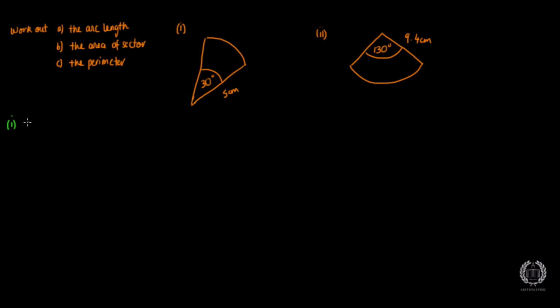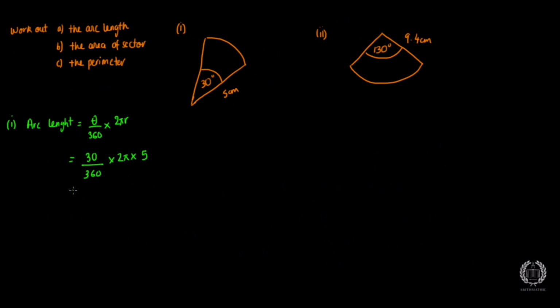It's asking us to find the arc length, so we know the arc length formula. The arc length is theta over 360 times 2 pi r. Now our theta for this one is 30 degrees, our angle, so that's going to be over 360 times 2 pi, and my radius for this sector is 5.